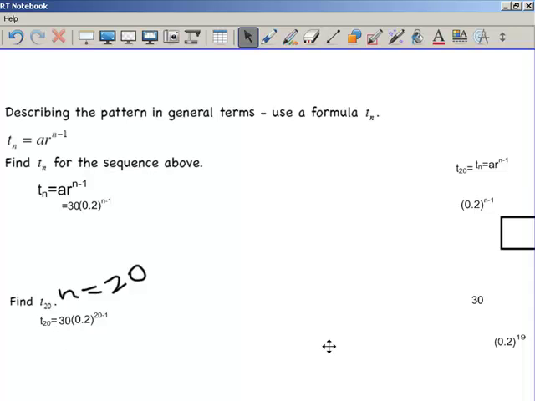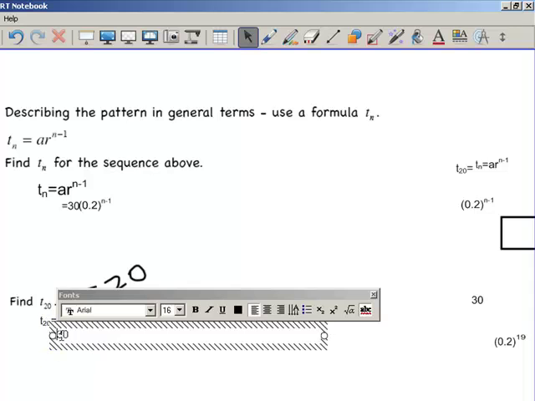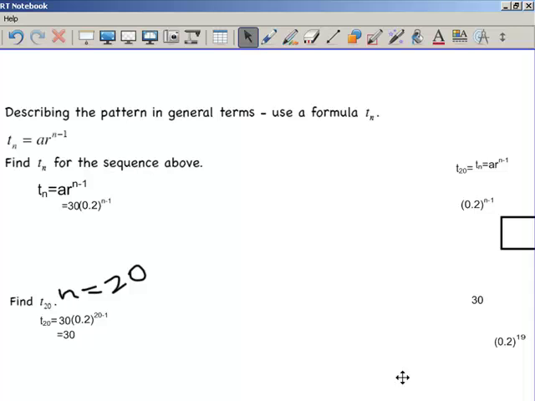Of course, I'm not going to leave it at that. I'm going to do that n-1 and make it 19. And again, remember, you always have your equals here. Make it nice form, okay? So I'm going to put my equals right in front of my 30, because that's good mathematical form. So I've got 30 times 0.2 to the 19.